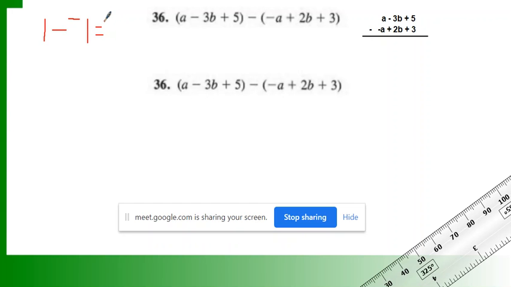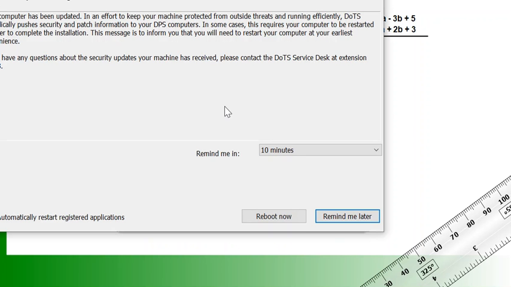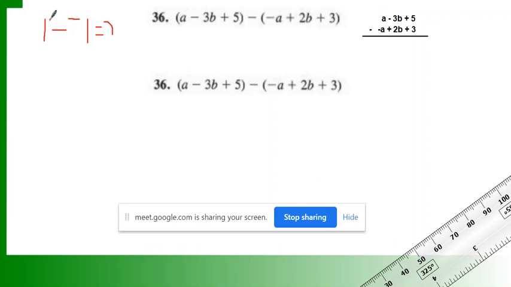Would it be 2a? It would be, because negative 1 minus negative 1 is in fact 2. So a minus negative a would be 2a.